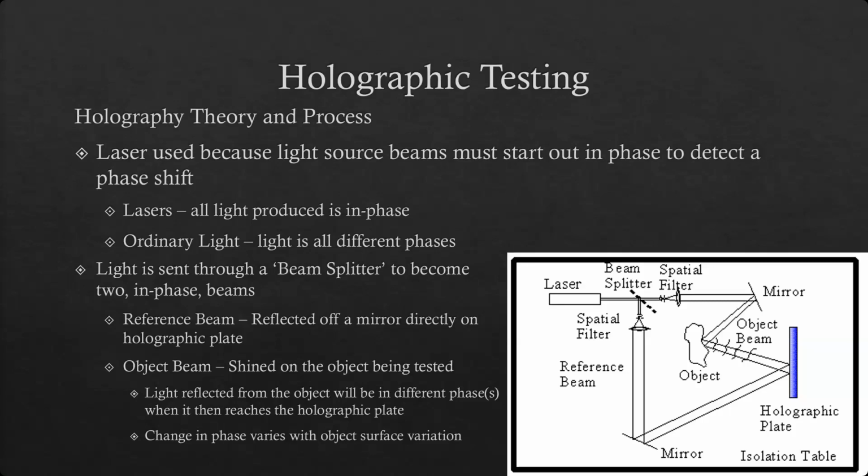So now if we actually put this together into an instrument that we can use, the laser I mentioned produces a light source where everything's in phase. So light's produced in a single phase by the laser. That's why we're using a laser. But then what we're going to do is we split the light into two beams, and that's done through a beam splitter, which is kind of a partial mirror.